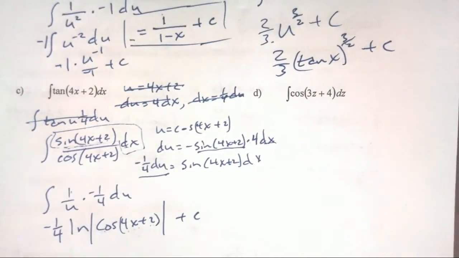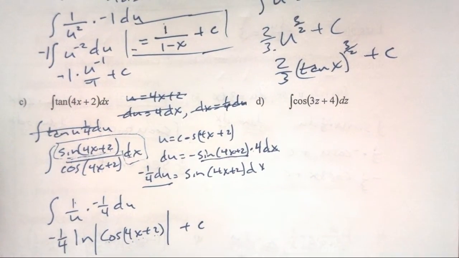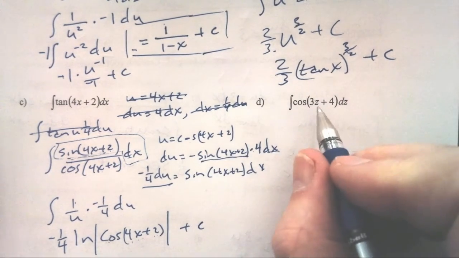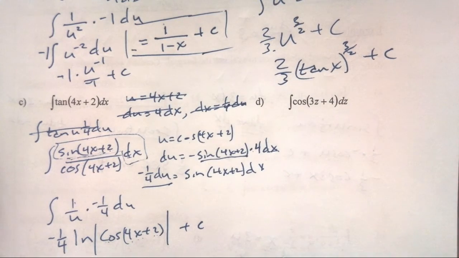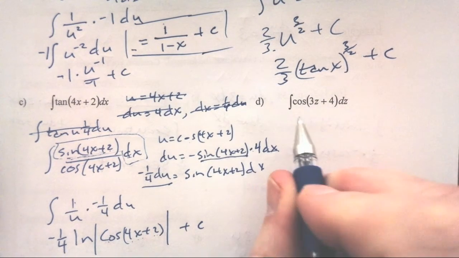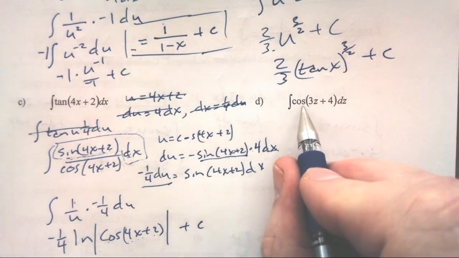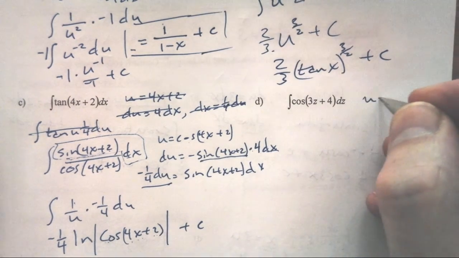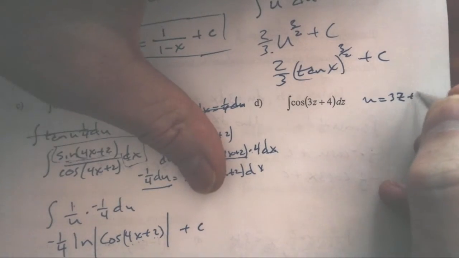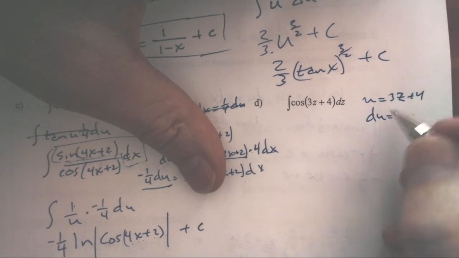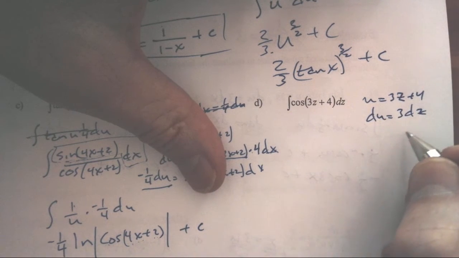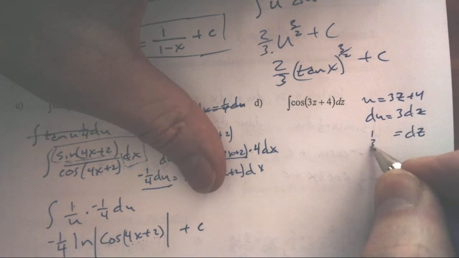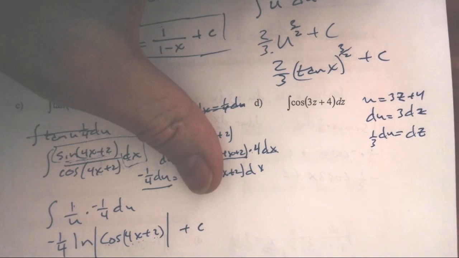Okay, I don't have a whole lot of room for this, but I don't need it. If I choose u to be 3z plus 4, then I'm going to end up with cosine of u. And I've got an antiderivative for cosine. It is sine. So yes, u equals 3z plus 4. du equals 3 dz. Maybe better, dz equals 1/3 du.